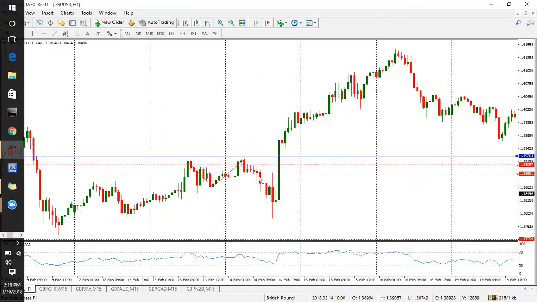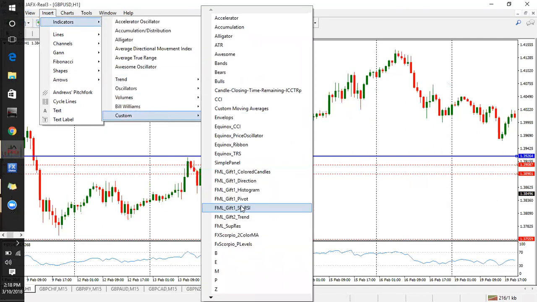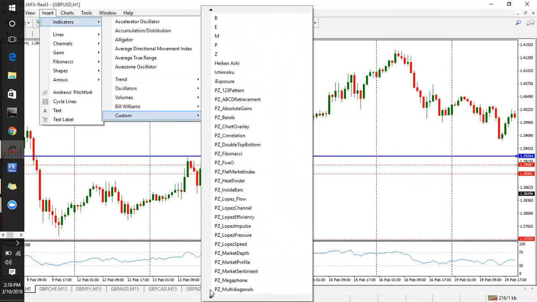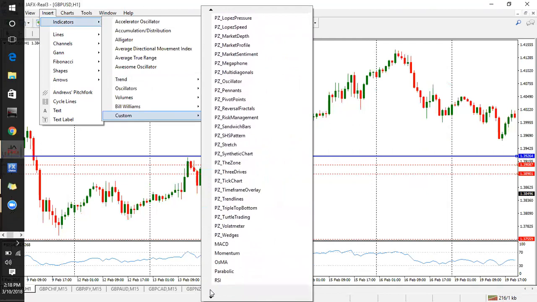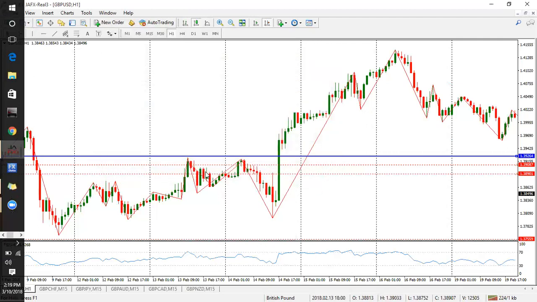Now here is another alternative. Go back to your zigzag indicator: insert indicators, custom, and locate your zigzag. During the week I was trying to find an easier means. Just change the defaults. The default depth is 12, the deviation 5, and the back step 3. Change the depth to 5, the deviation to 1, and leave the back step at 3. Hit yes, and this way it's going to be cleaner.